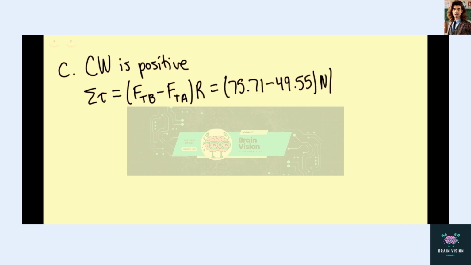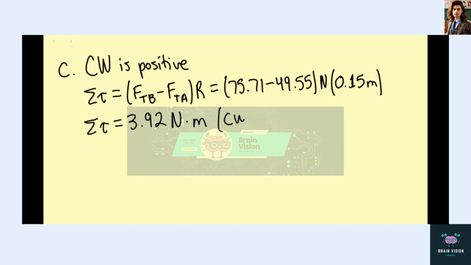Newtons times 0.15 meters. And we find that the sum of the torque is going to be equal to 3.92 newton meters. Again, because this is positive, this would be clockwise.